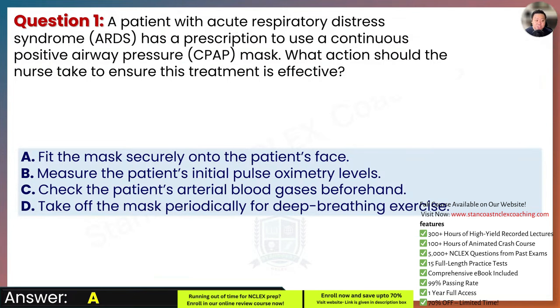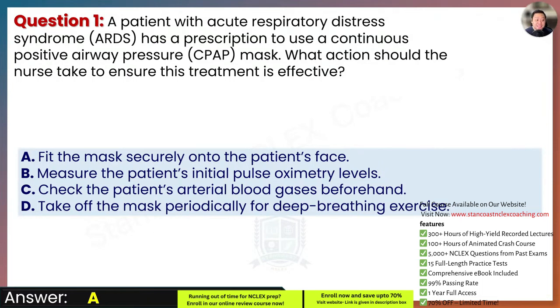Now, what about letter C? Check the patient's arterial blood gases beforehand. Just like pulse oximetry checking, the arterial blood gases test also provides a detailed picture of the patient's oxygenation, ventilation, and acid-base balance. But again, this is a diagnostic and assessment test, not a direct intervention that makes the CPAP effective. You can have all the lab values in the world, but if the CPAP mask is not secured properly, then the therapy will not work.